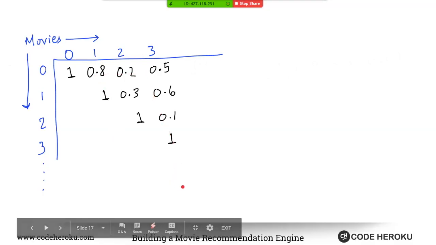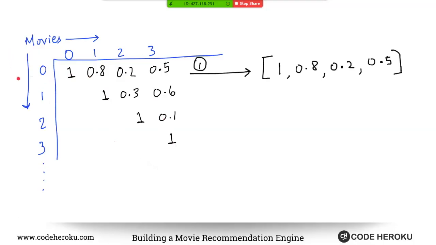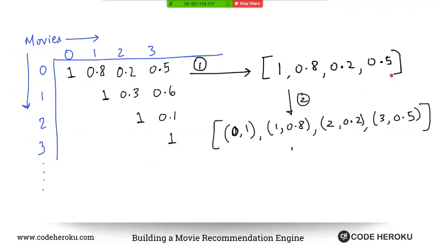To do it in Python, the first step is to get into this matrix. So the first step is to get the index of that movie from its title and get this row. So let's say for movie 0, the first step is to get this row itself, right? So we are getting this row out from this matrix. So we got this row, which is 1, 0.8, 0.2, 0.5. The next step is to enumerate this list. A lot of you have told me that you are at an intermediate level in Python. What we need to do is keep track of indices of all these elements.